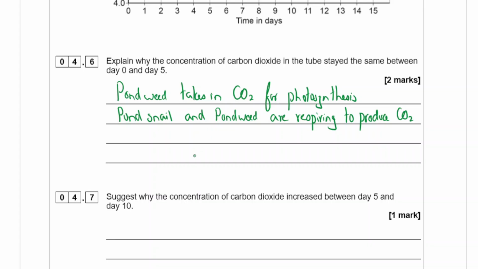These 2 points will give the 2 marks, but I'm going to follow this up with a little bit more explanation. The net rate of CO2 taken in is equal to the net rate of CO2 produced.